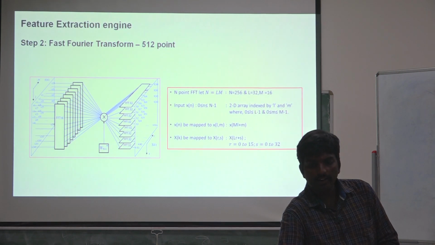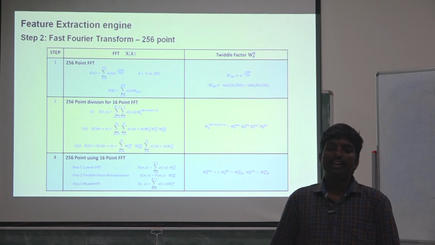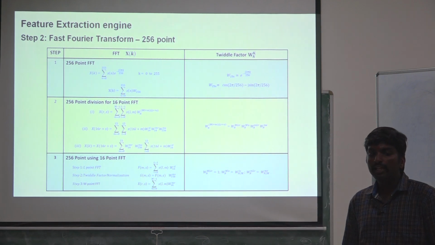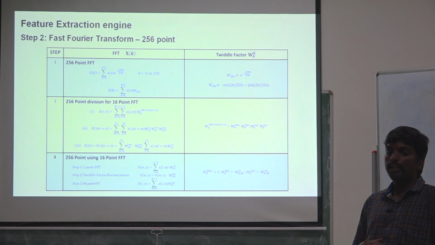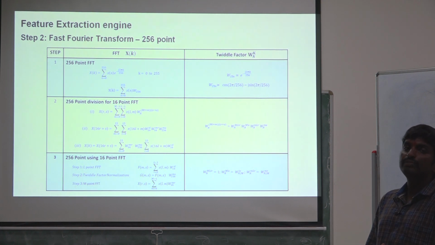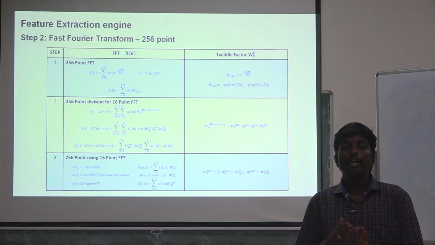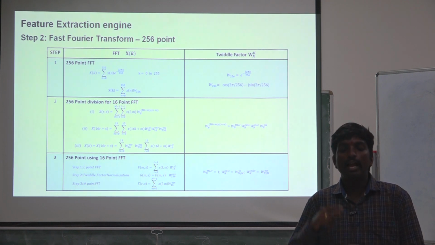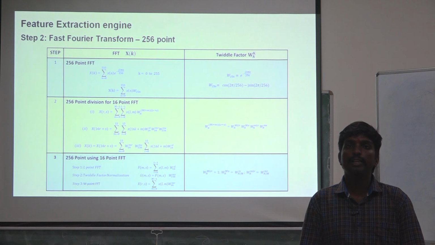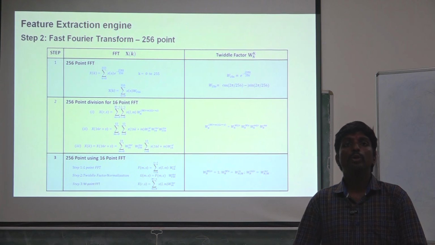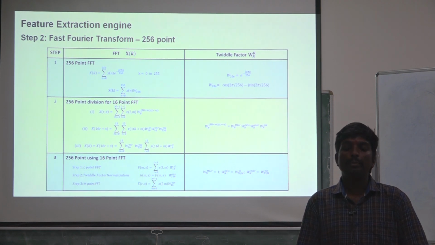I'll just rewind to the mathematical equation for the FFT function. We can see the step 2 third equation: X of k is x of 16r plus s, which is actually divided into two different FFTs. That means the one dimensional FFT of 256 is divided into two 16 point FFTs of two dimensions.